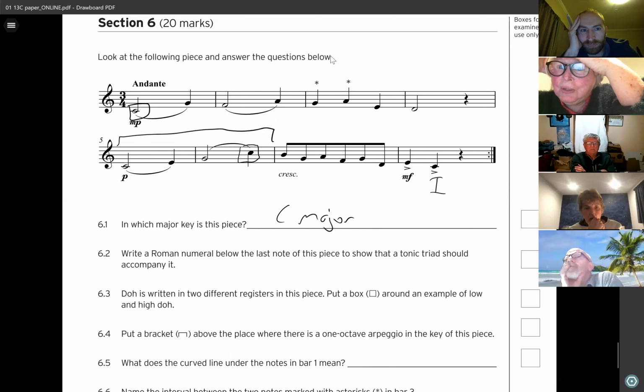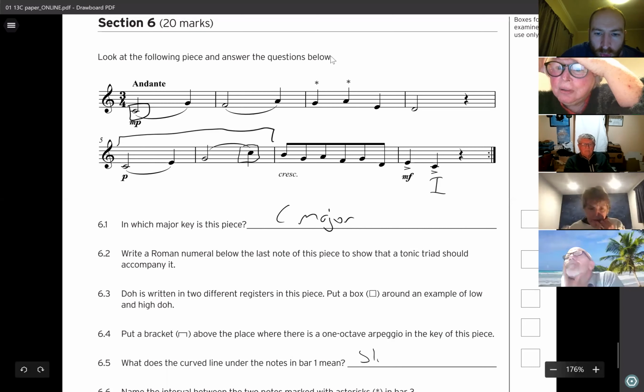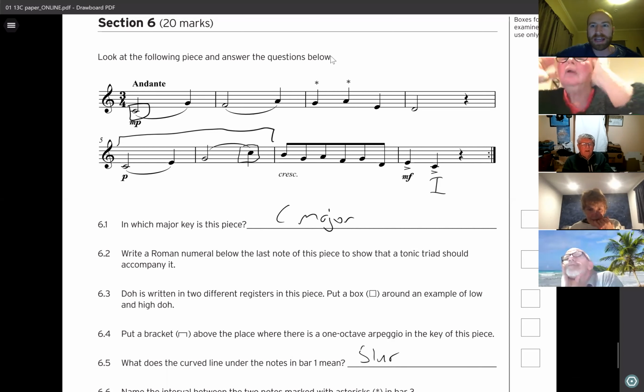What does the curved line under the notes in bar 1 mean? Now, that we may not have talked about. I think it means that you don't take a breath. You swipe the note. It's known as a slur. So if you're singing it, they're joined together, not detached.